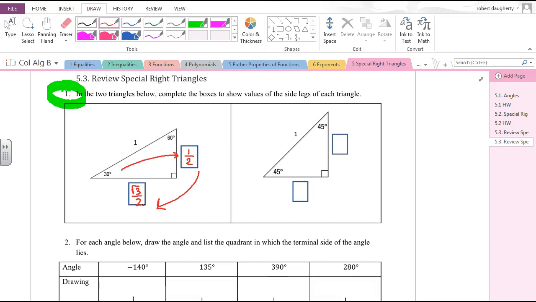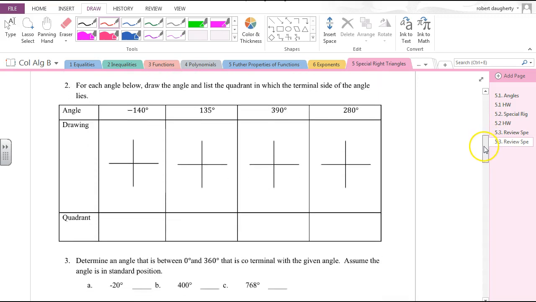With a 45-degree triangle, this is the square root of 2 over 2, and this is the square root of 2 over 2 when the hypotenuse is 1, okay? If I know all of this information, then I'll be able to answer any of the questions that come up on this test that deal with those angles, okay?